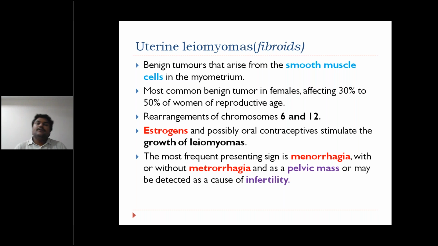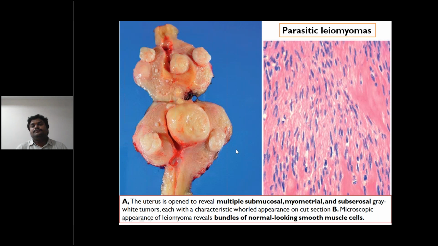That's why you should remember these fibroids are one of the reasons for infertility. This is how it looks. You can see multiple fibroids ranging from 5 millimeter to almost 5 centimeter. This is a submucosal fibroid just sitting beneath the endometrium, and this is an intramural fibroid within the myometrium, and some of the fibroids will be subserosal.